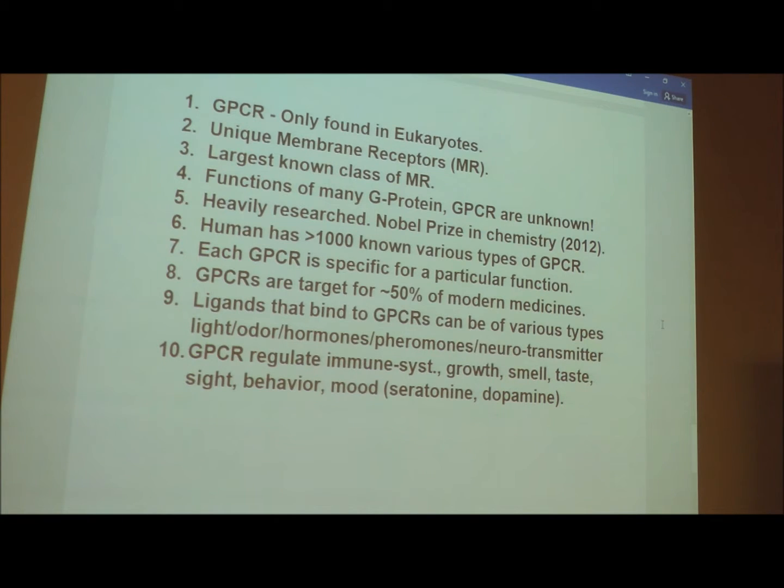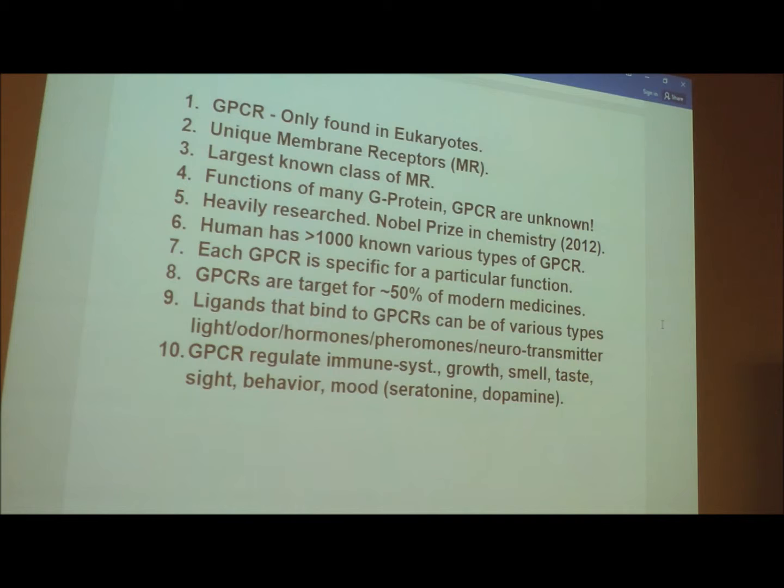There are a few things about GPCRs, or the receptors, that we must keep in mind. That is, they are only found in eukaryotes. They are unique membrane receptors. They are, to this date, the largest known class of membrane receptors. And it just happens so that the functions of many G proteins as well as their receptors, the GPCRs, are yet unknown. And because of that, they are being studied.